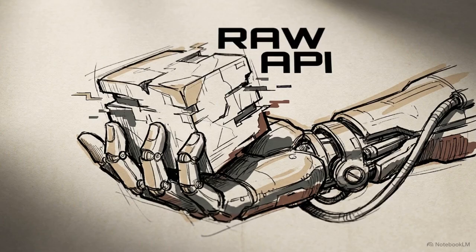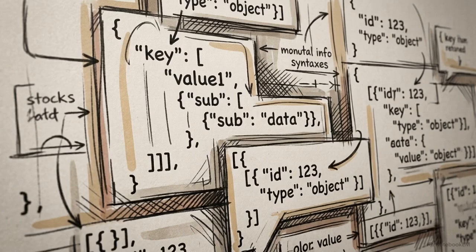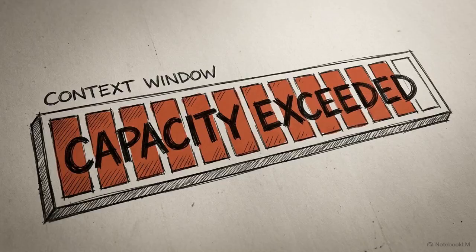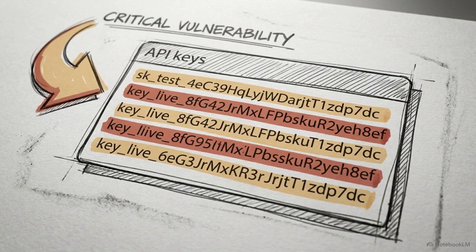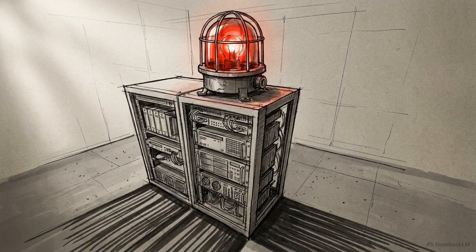Handing agents raw, unstandardized APIs directly causes two immediate issues. First, the verbose JSON schemas eat up the model's context window. Second, passing fragile API keys creates unnecessary security risks.